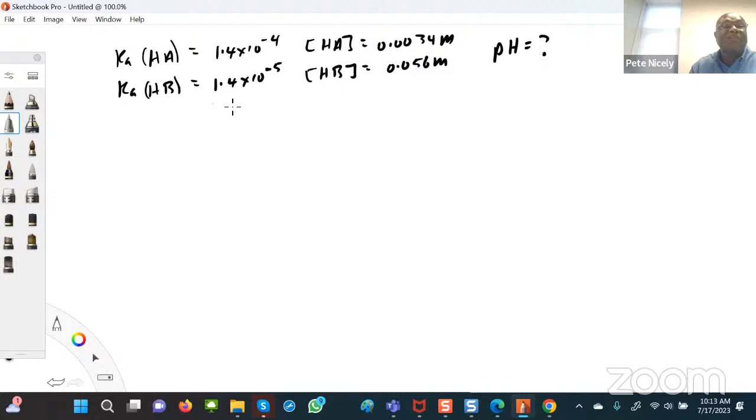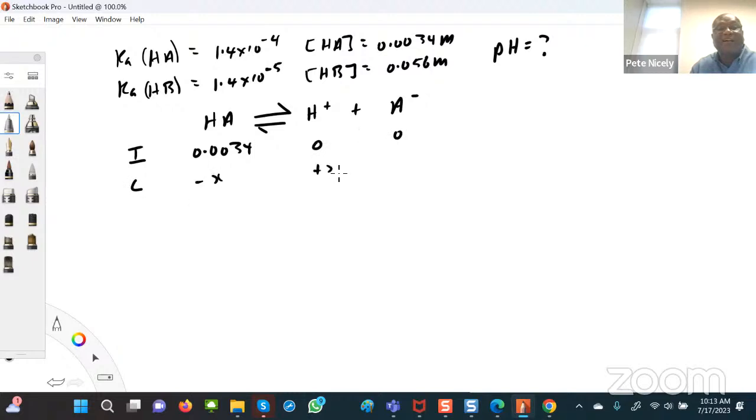Okay, so what I would do first is start off with the lactic acid: HA in equilibrium with H plus and A minus. Initially, the concentration of the lactic acid is 0.0034, and H plus and A minus are 0. The change here would be minus X, plus X, and plus X. At equilibrium, you're going to have 0.0034 minus X, and this will be X, and this will be X.